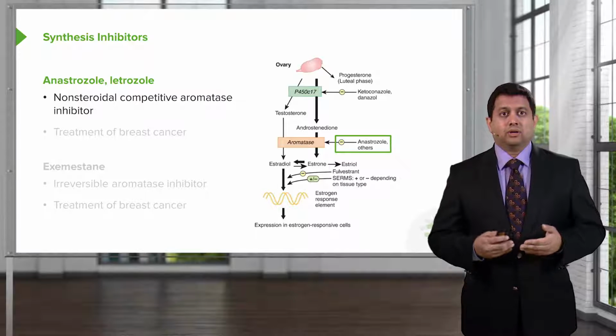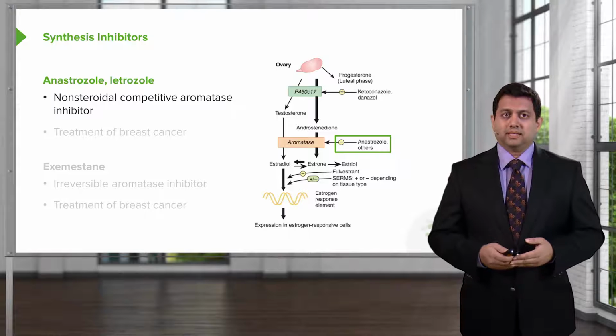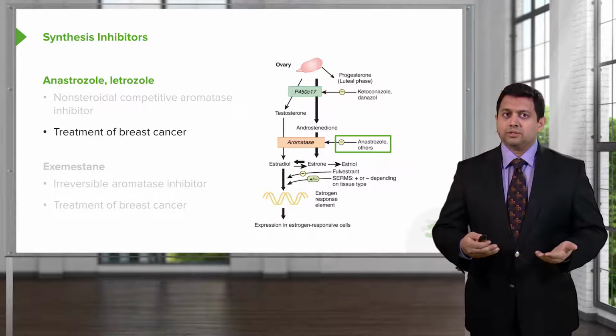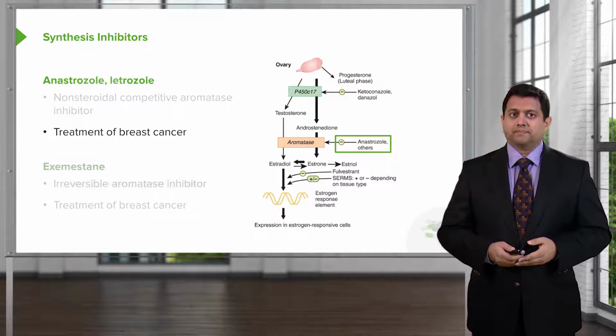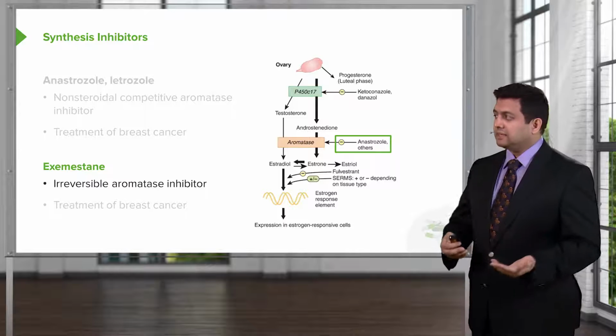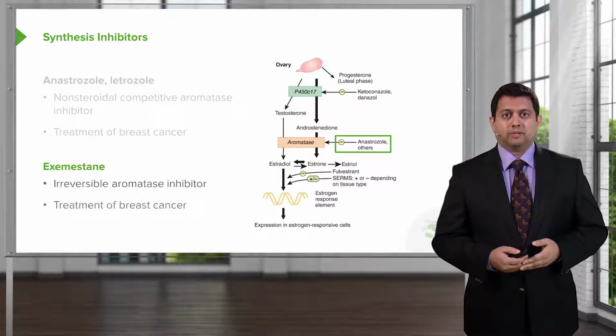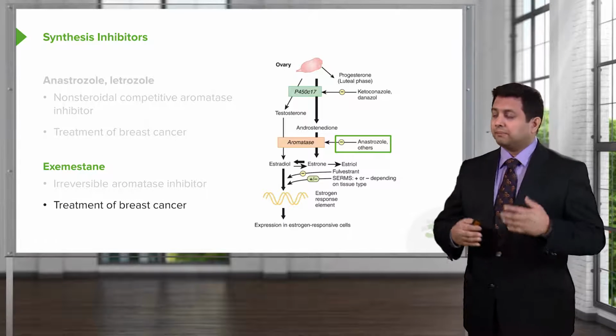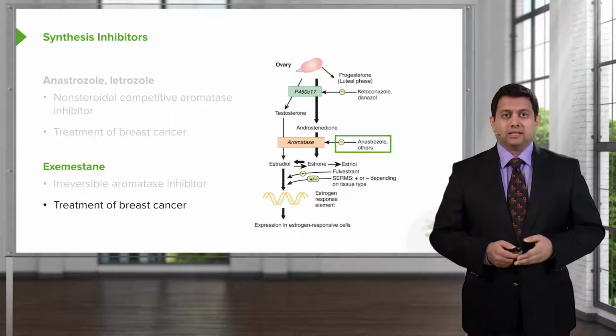Anastrozole and letrozole are non-steroidal competitive aromatase inhibitors. They're used also in the treatment of breast cancer. Irreversible aromatase inhibitors are also used in the treatment of breast cancer. They act by blocking the estrogen activity in breast tissue.